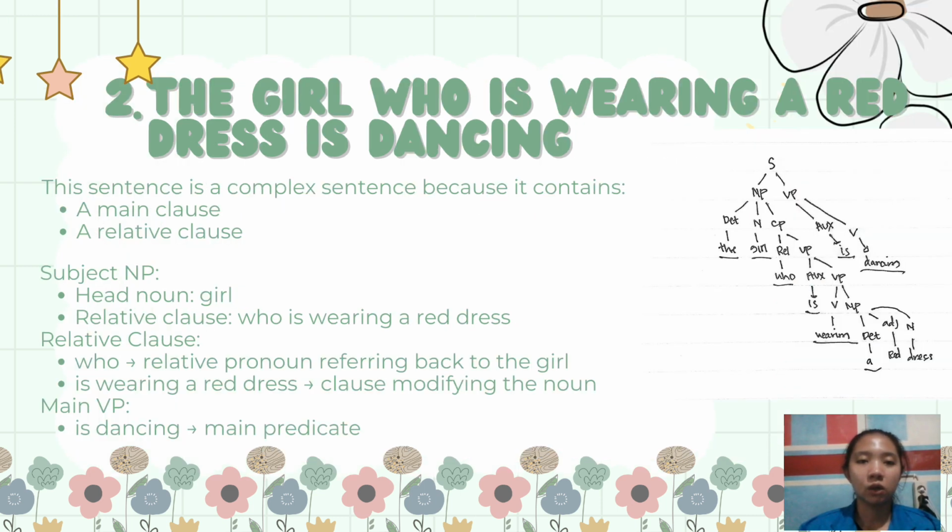2. The girl who is wearing a red dress is dancing. This is a complex sentence because it contains a main clause and a relative clause. The subject of this sentence is a noun phrase, the girl as the head noun, and who is wearing a red dress as a relative clause. In the relative clause, who is a relative pronoun referring back to the girl. The clause modifying the noun is wearing a red dress. The main verb phrase is dancing, as the main predicate.